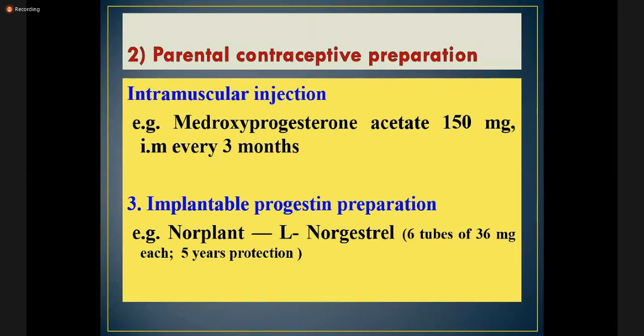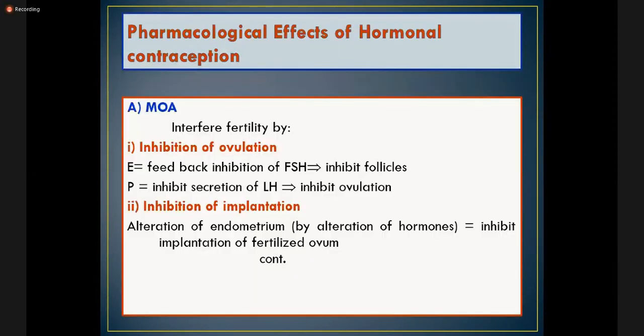Then we have another option, the implantable progestin-only preparation, that we have already discussed. For example, Norplant, in which we have norgestrel, 6 tubes of 36 milligram. In the beginning I told you 5 tubes, but now you can correct it: it's 6 tubes of 36 milligram each, and it will give protection for around 5 years.